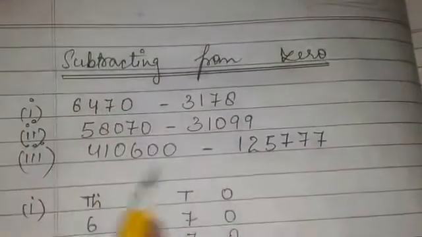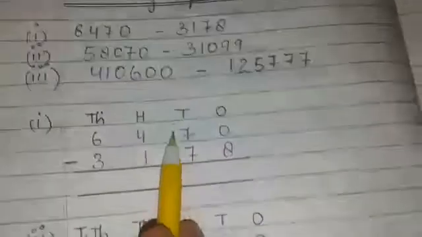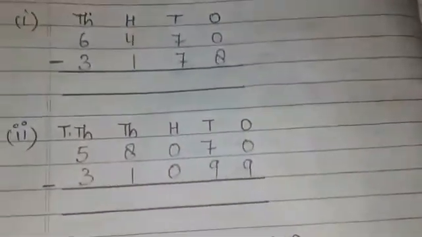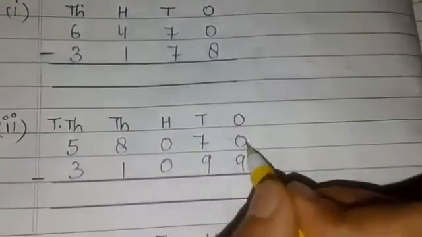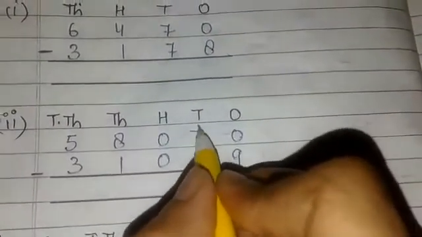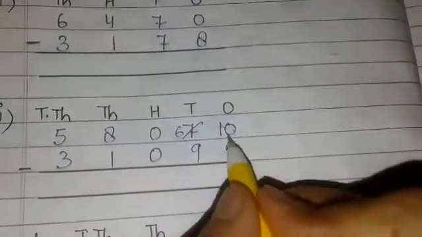Now subtracting from 0. Here we are subtracting from 0. So first we will solve this one. Arrange the numbers in the columns. You may see. Now first, as you can see, 0 is smaller than 9. So we will borrow from the tens place. So it will be 10, and this will be 6. So 10 minus 9 equals 1.